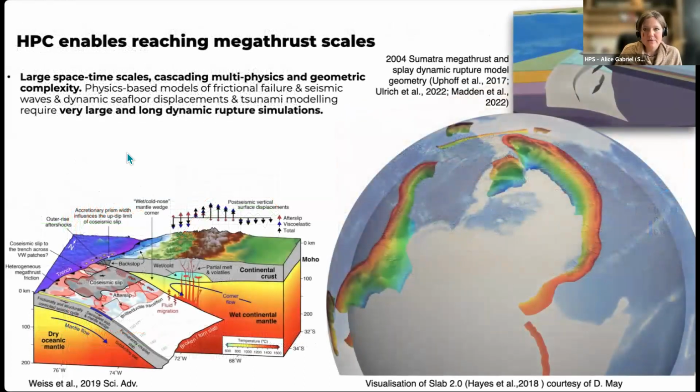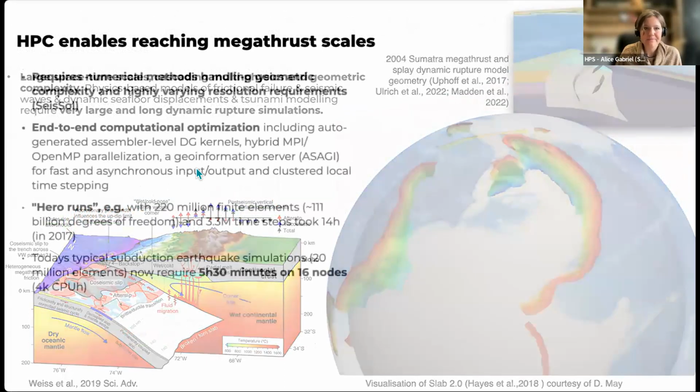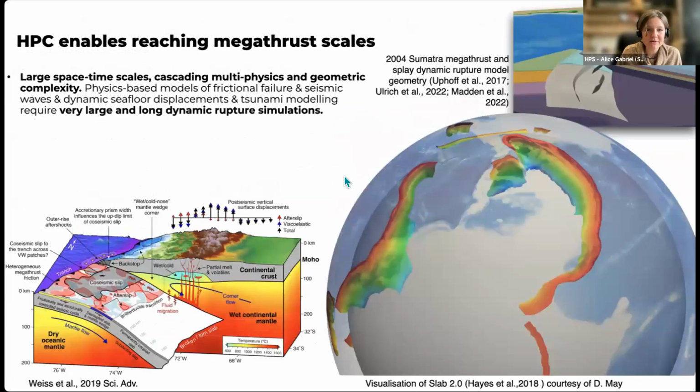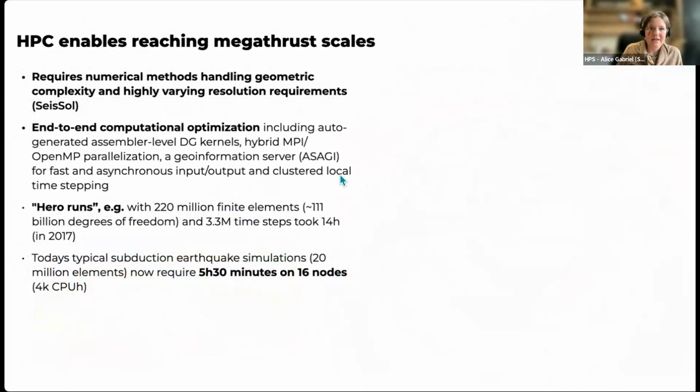We're also able to do these kinds of models on megaparsec scales. I already showed you one example. Just go a little bit quicker to that. If we want to do that, we really need to push our numerical methods, not only to utilize high performance computing infrastructure, but also to handle geometric complexity and highly varying resolution requirements.